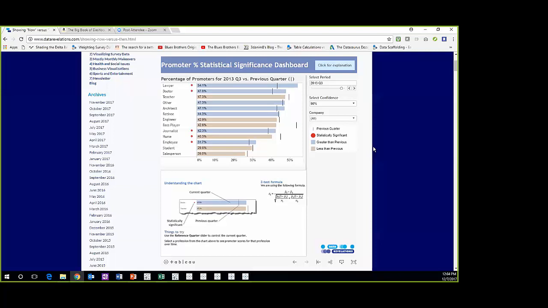Also, there's a way better version of this in the Big Book of Dashboards. So with that, Patrick, any parting thoughts, or are we in pretty good shape? Yeah, this is great, Steve.